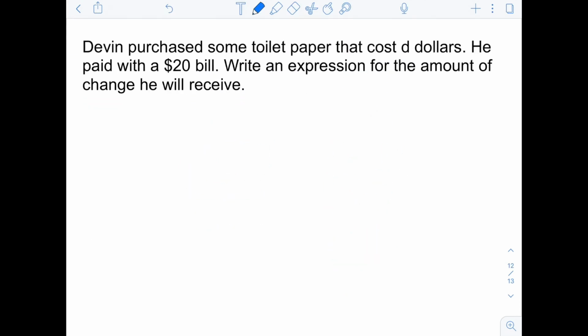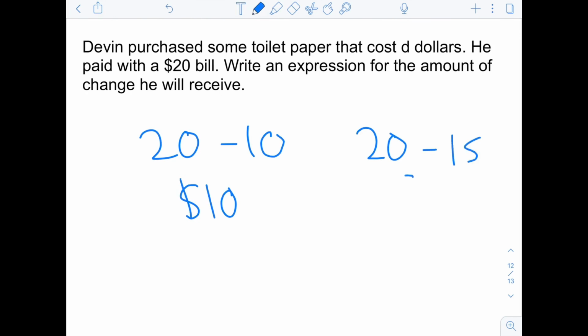Now let's do a word problem. Devin purchased some toilet paper that cost D dollars. He paid with a $20 bill. Write an expression for the amount of change he will receive. So if something costs $10 and you're giving a $20 bill, you would do 20 minus 10, and your change would be $10. If something costs $15 and you paid with a 20, then your change would be $5, because 20 minus 15 is 5.